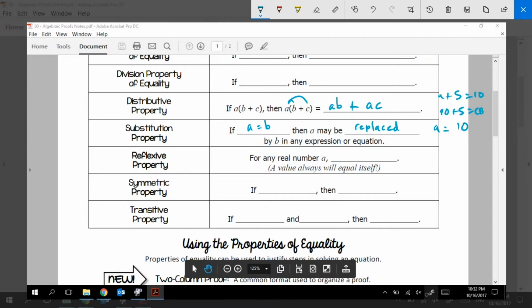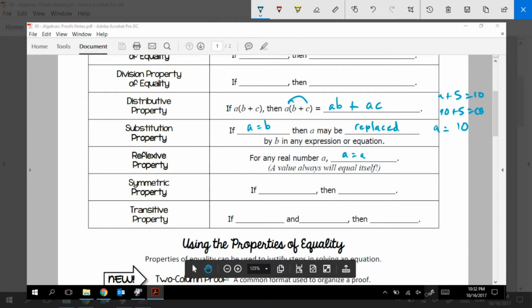And now for the reflexive property. Now this may seem a little obvious to you, but there's actually a rule for this for any real number A. So if A is a real number, then A equals A. Believe it or not, that is true. For any real number A, then A equals itself. It's a little bit crazy, but believe me, it's true.